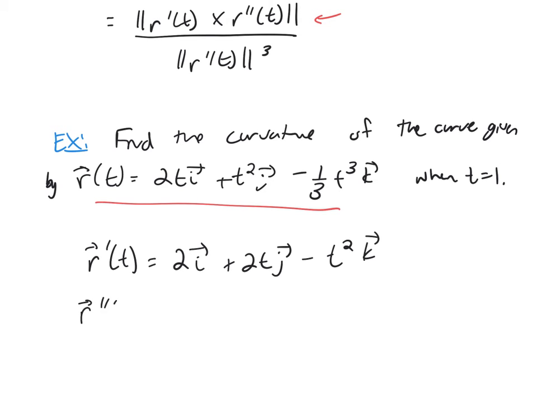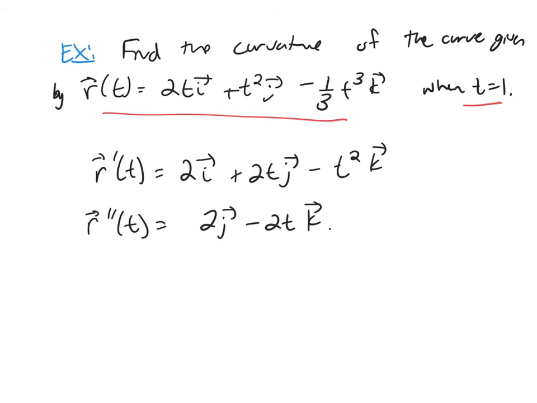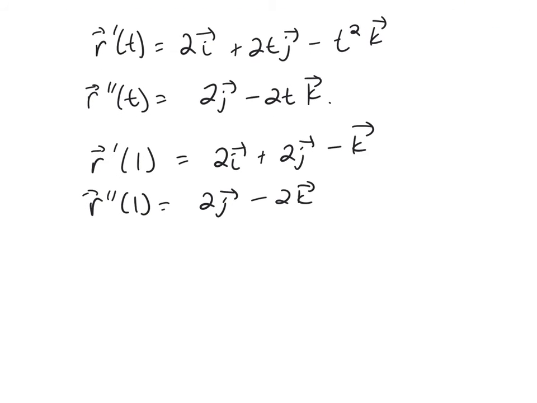And then find r double prime. It'll be 0i, so I'll just leave that out, 2j minus 2t k. Now we're done finding derivatives, so you can go ahead and plug in your t value. So here t is 1, so r prime of 1 is 2i plus 2j minus k. r double prime of 1 is 2j minus 2k. So now we need to find the cross product of these two vectors.